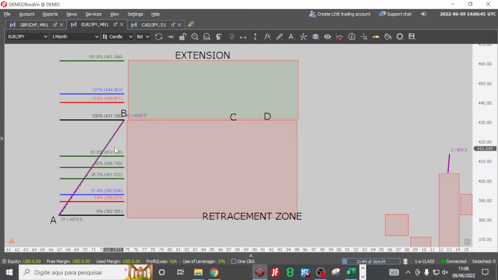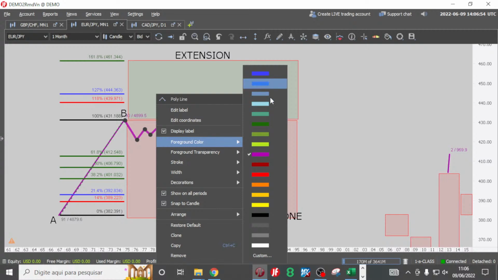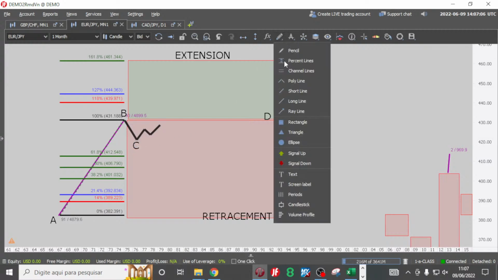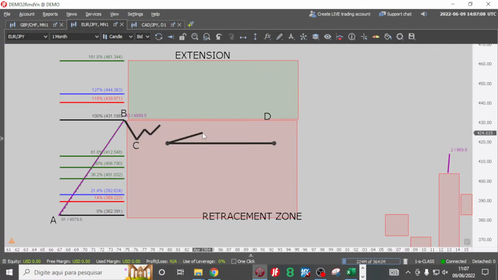So we have the A, we have the B. Now the market starts retracing, everybody, and is going to fall and start making higher highs, higher lows. So this is the C so far. What is the C? The C is the lowest point, not necessarily a low. It could be a low, but not necessarily. It's the lowest point, not necessarily a low, inside the AB boundary.